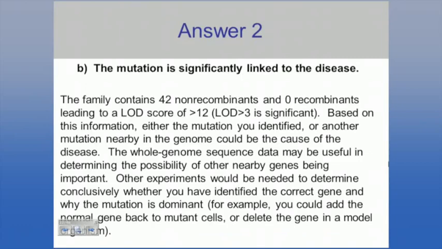And the best answer here is that the mutation is significantly linked to the disease. This is very, very significant. We have 42 non-recombinants and no recombinants. That's a really huge LOD score. It turns out it's more than 12.